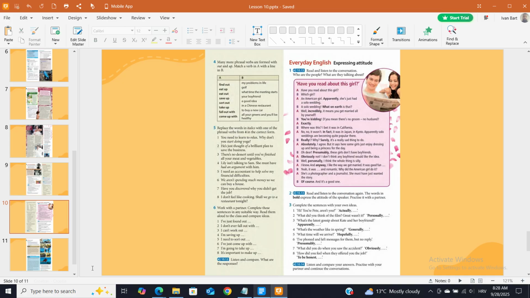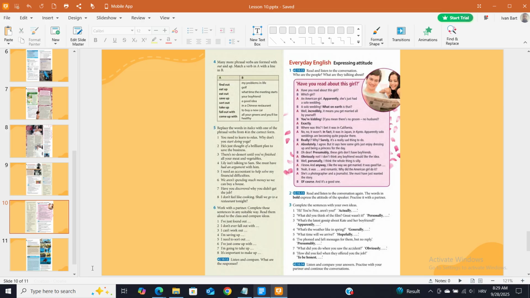A. Well, incredibly, it means you get married all by yourself. B. You're kidding. Do you mean there's no groom, no husband? A. Exactly. B. Where was this? I bet it was in California. A. No, it wasn't. In fact, it was in Japan, in Kyoto. Apparently solo weddings are becoming quite popular there.